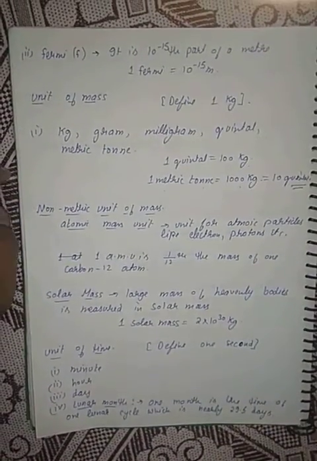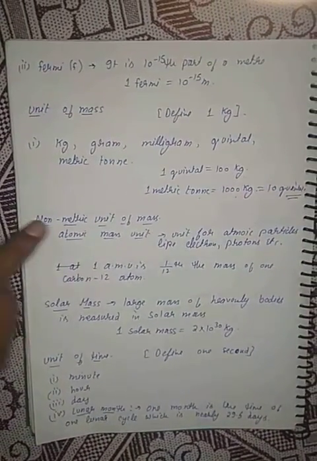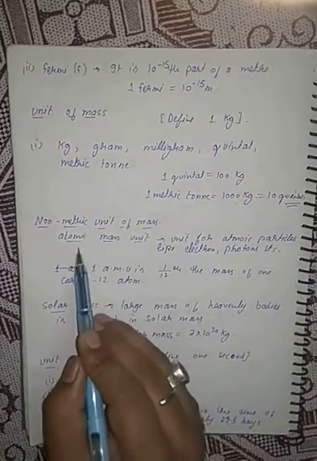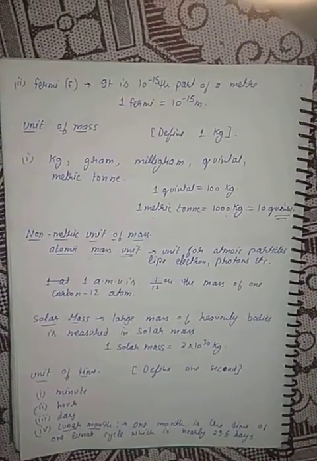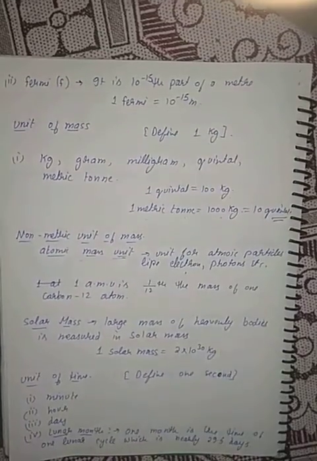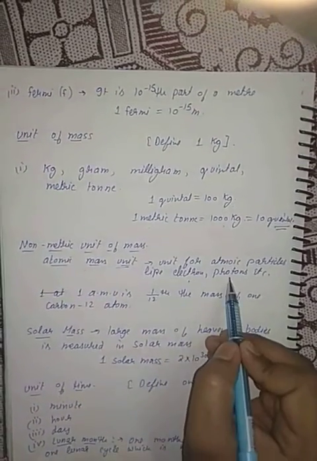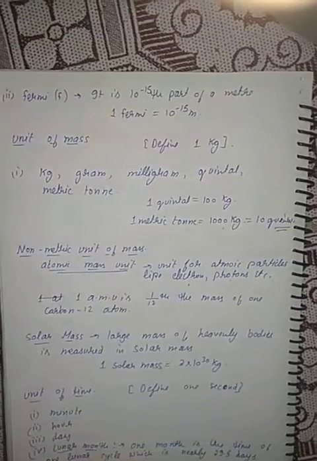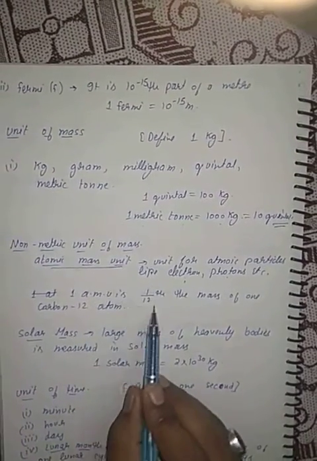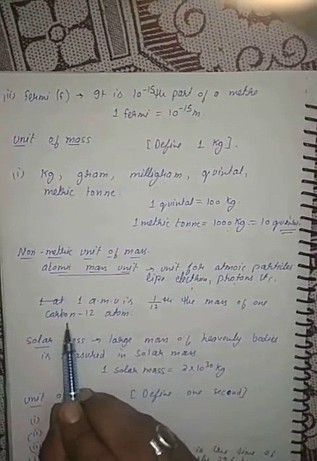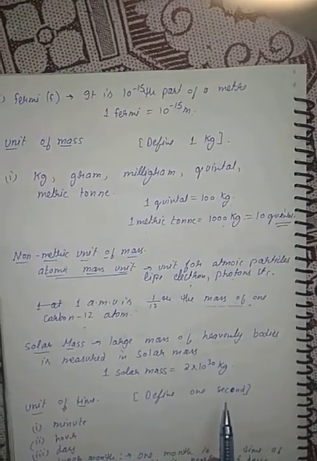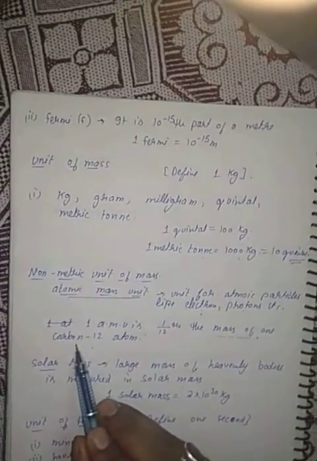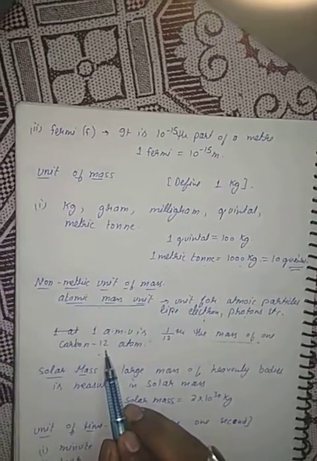Now certain units which are non-metric units of mass, for example atomic mass unit. See, this unit comes into existence whenever you are calculating the mass of atomic particles, like electrons and protons. So the mass of these particles will be calculated in atomic mass unit. 1 AMU is 1 upon 12th the mass of 1 carbon 12 atom. This was the definition given by scientists with the reference of carbon 12 atom.